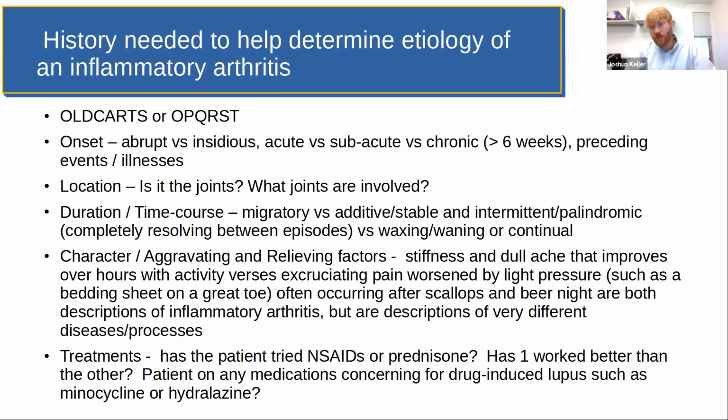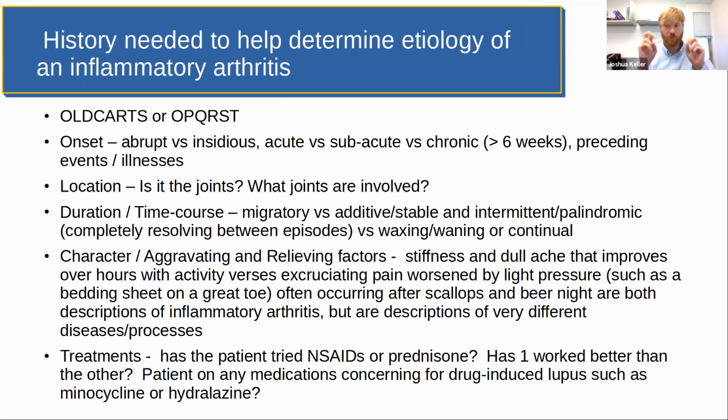Now, what joints are involved is also helpful. If it's one joint, that's the knee, I'm in a very different spot in my mind in terms of thinking through what this inflammatory arthritis might be versus 3 MCPs on both hands. So really just identifying what joints are involved is very helpful in figuring out if it is one inflammatory arthritis versus another.